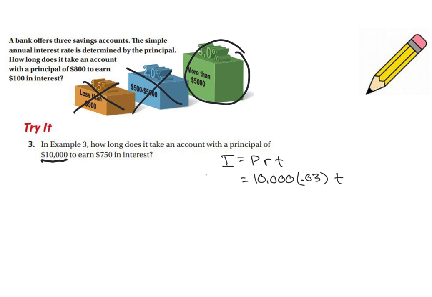And we're looking for how long it will take us to get $750. So we'll multiply 10,000 times 0.03. That's 300. Times t equals 750. Divide both sides by 300. 750 divided by 300 equals 2.5 years.